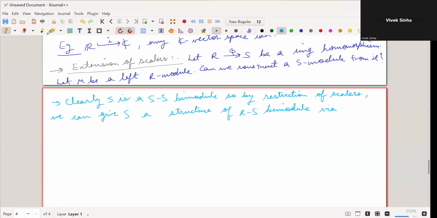This will be via r dot x equal to just phi(r) dot x. The restriction part, as we saw earlier, and then x dot s, the right part we will keep as it is, the S module structure. Only we are restricting it from the left. Okay, this is for all x.